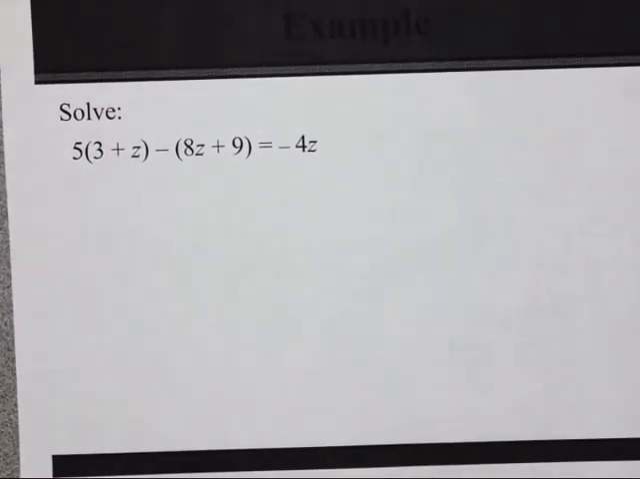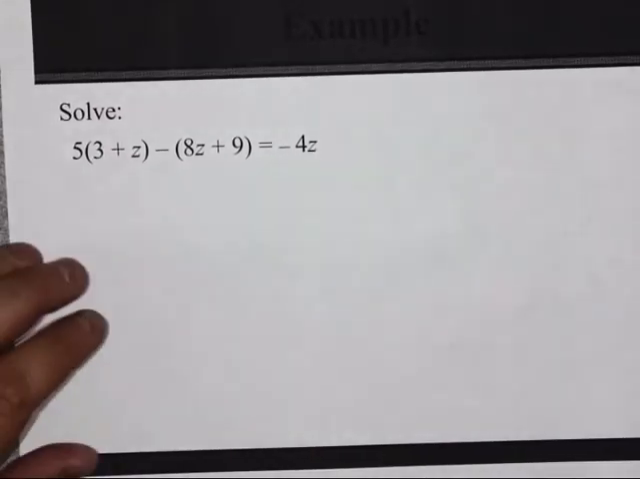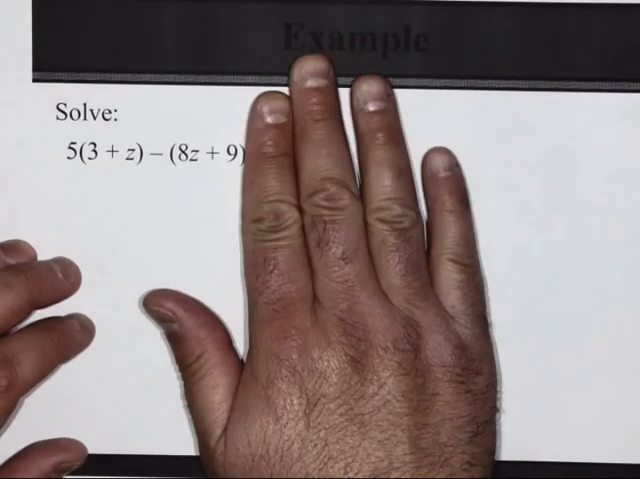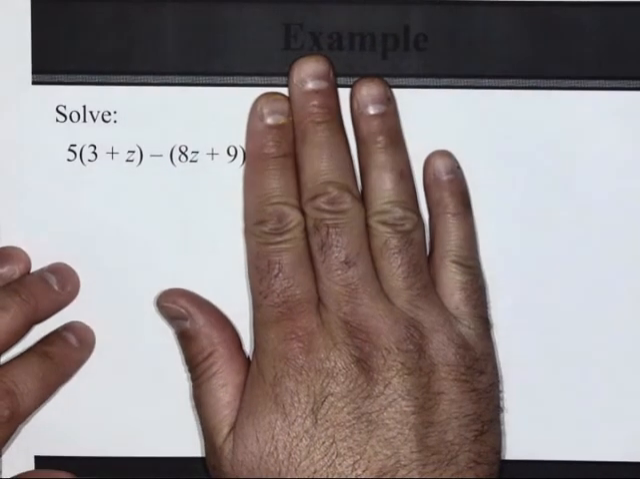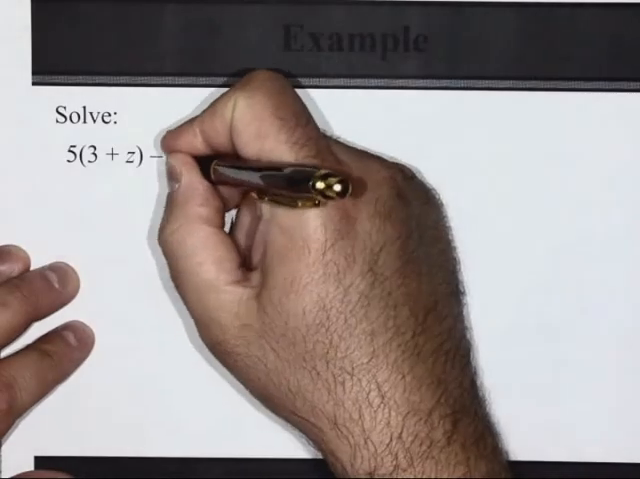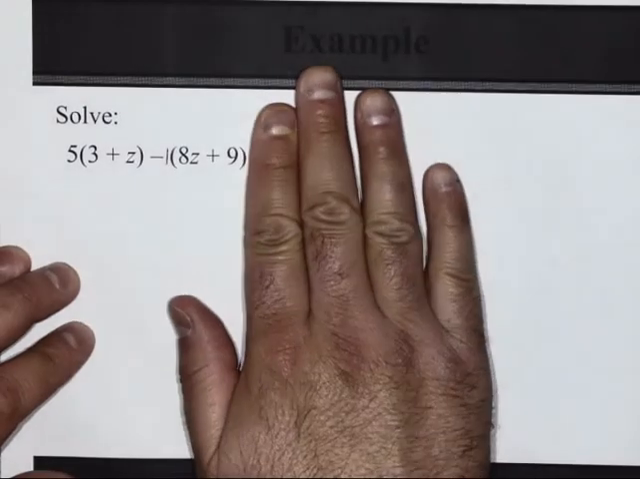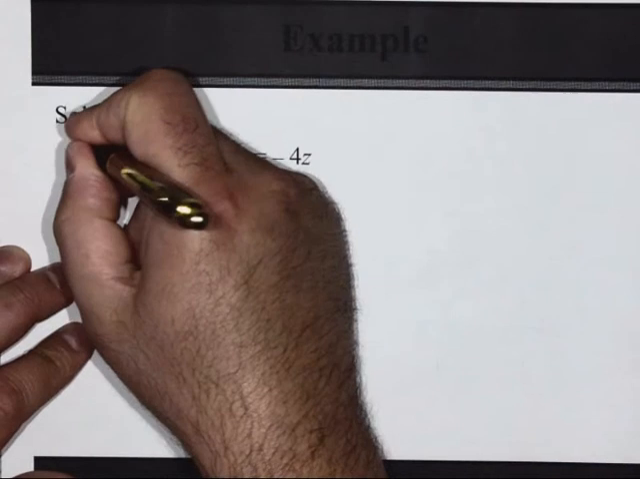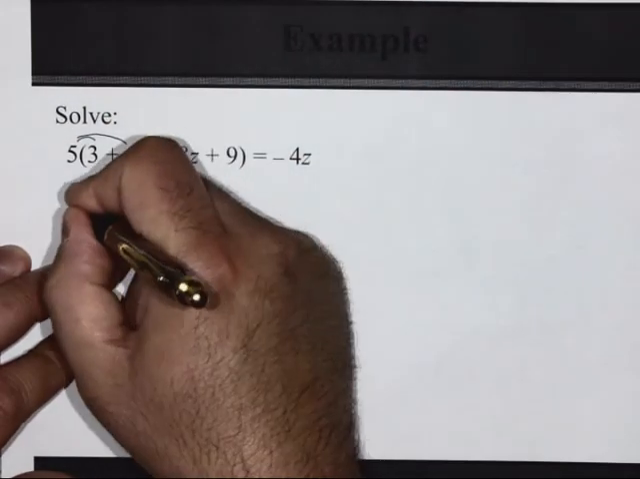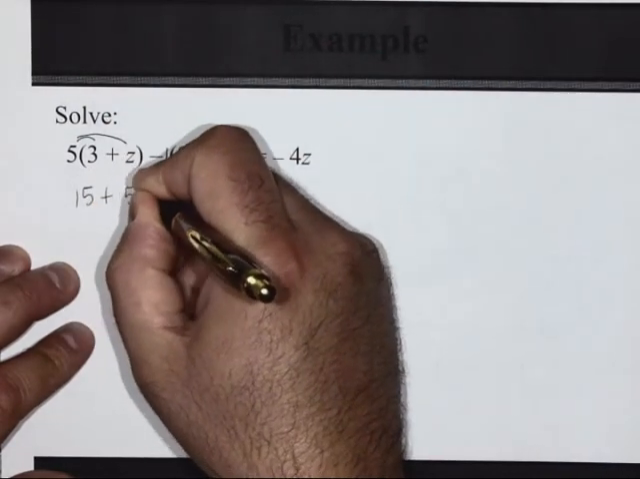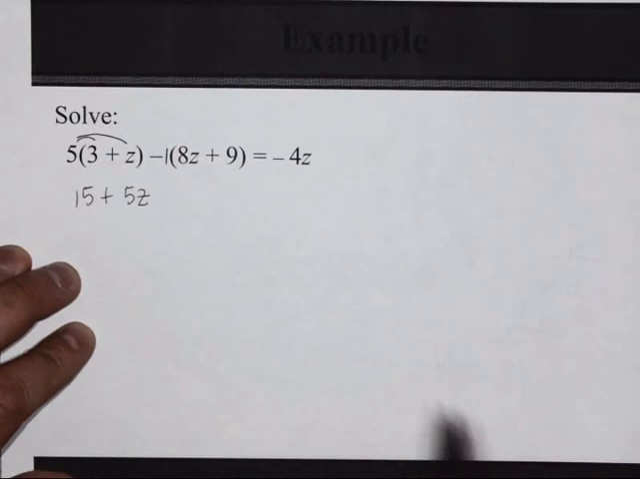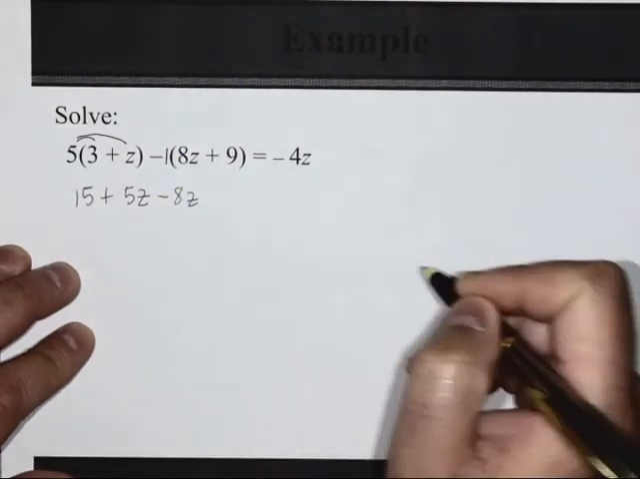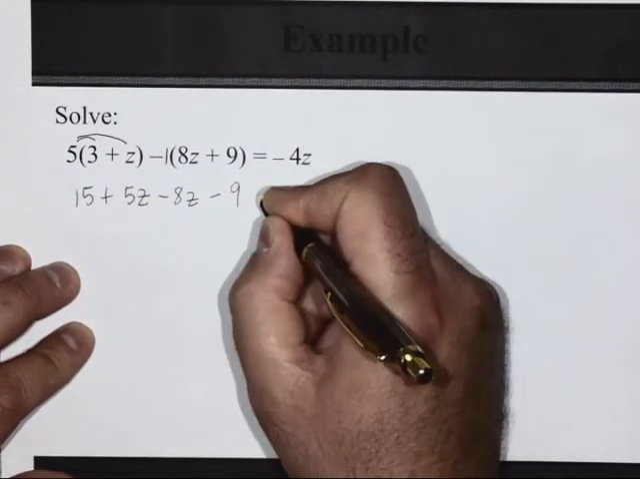All right. So yet another example. We've got lots of simplifying on the left, right? Don't forget that there's a negative 1 that's in front right there that's not written. So we do distributive property twice. Distribute the 5 through. So that gives me 15 plus 5z. Then distribute the negative 1 through to give me negative 8z minus 9.